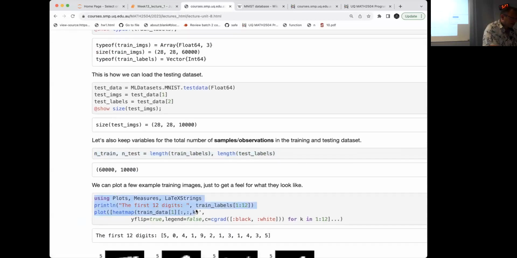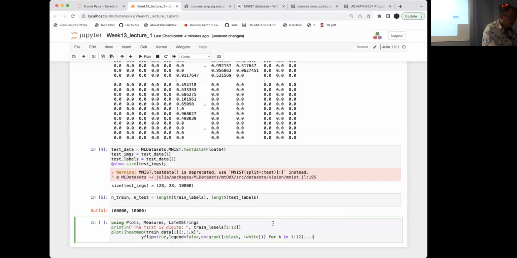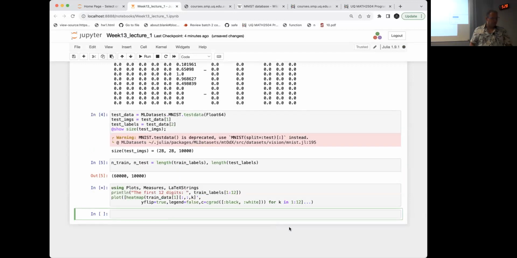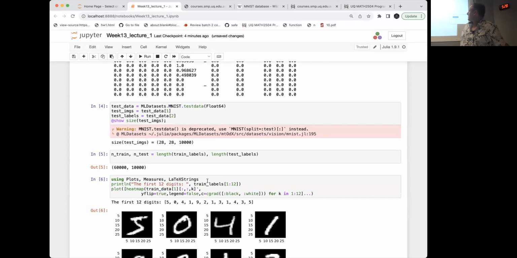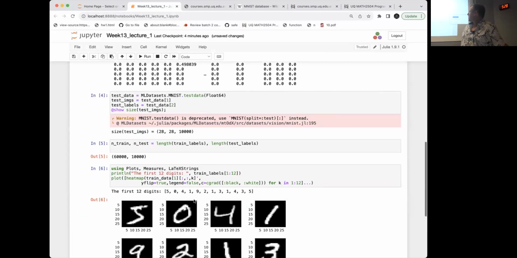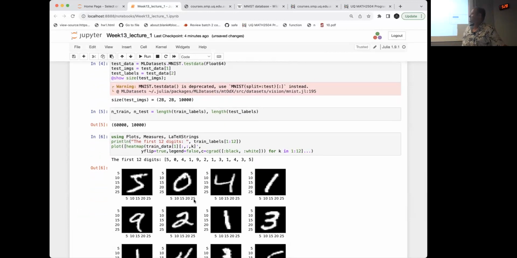So let's just do some plotting. Two years ago, this would have taken a minute or two. This is Julia 1.9. I think this should take about 10 seconds for Julia to precompile Plots here. I'm not sure. So what we're doing here is plotting the first 12 digits. Let's see how we're doing that.